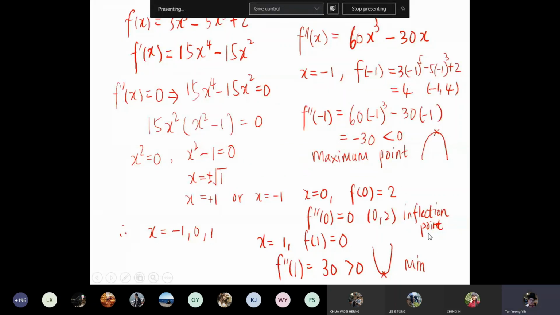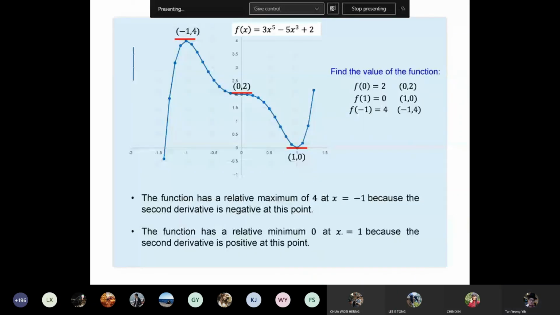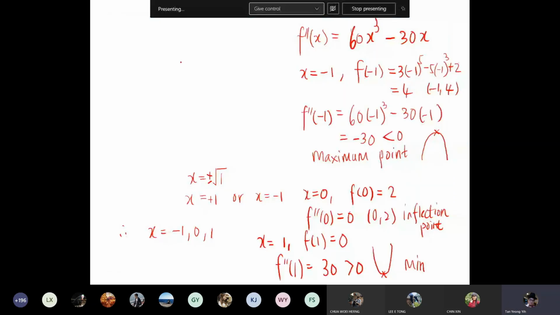All right, any questions before we proceed? Do you have any questions? Now, very quick one. Now I'm going to sketch the graph. We can actually use this to sketch the graph. So this is the graph. I'm going to show it here. First, let's say this is the x-axis, and this is the y-axis.